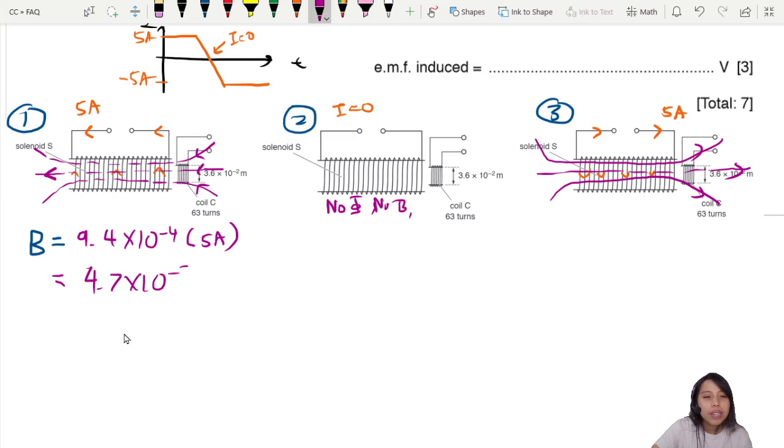4.7 times 10 negative 3. This is B. Why do I write the A there? 4.7 times 10 negative 3. So that is, at this state, B1. B2, we don't have, right? 0.